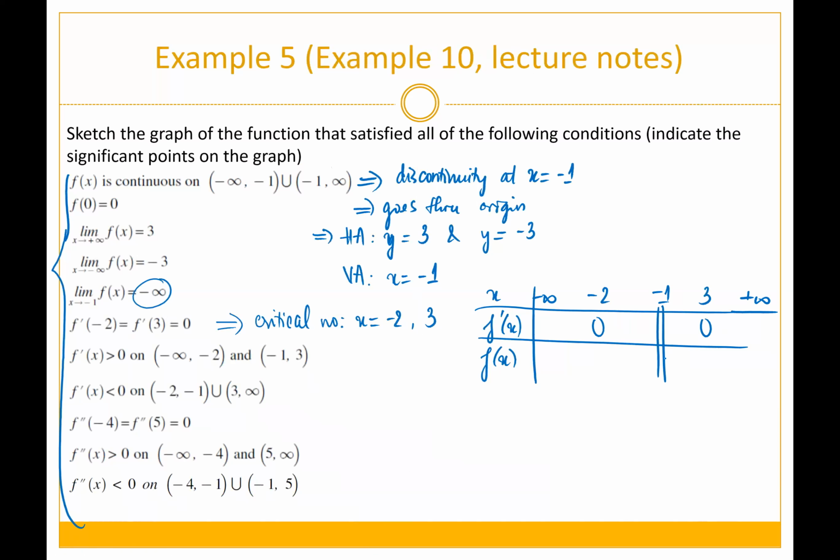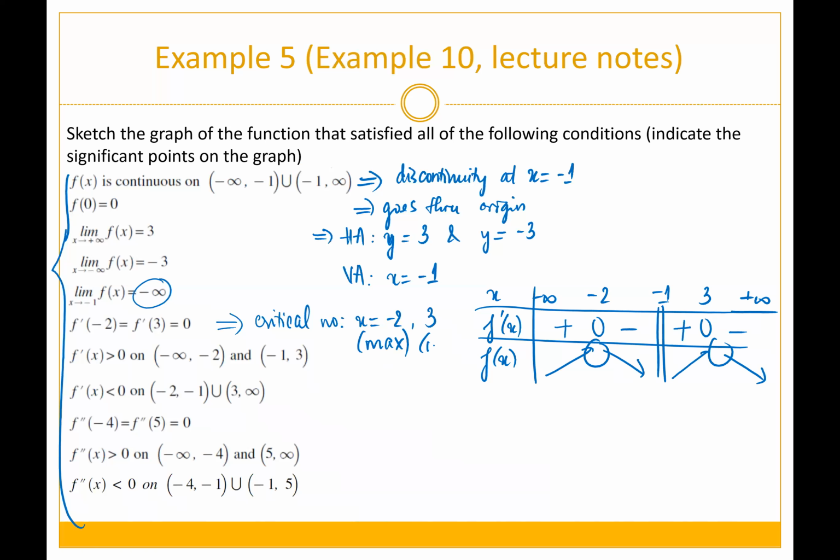In this case, f prime of x is positive on -infinity to -2, and positive on -1 to 3. And you have negative on the other two intervals. Note that the double line here shows the fact that you have a discontinuity there. Therefore, you have the function increasing and then decreasing, increasing, decreasing. So both of these are maximums.